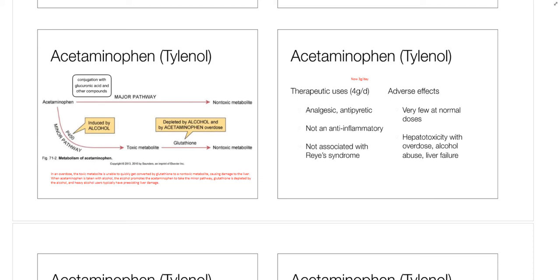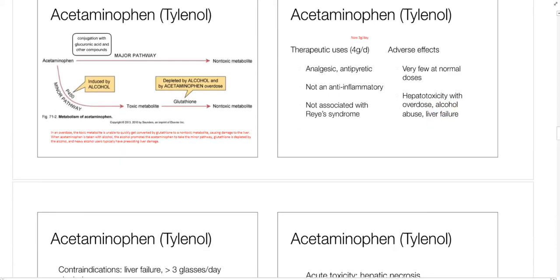So therapeutic uses, this says 4 grams per day. It's now been decreased to 3 grams per day as the maximum. You can use it for relief of pain, relief of fever. It is not anti-inflammatory. It is not associated with Reye's syndrome, so you're safe to give it to your kids. There are very few adverse effects at normal doses. Don't overdose it. Don't abuse alcohol while taking it. You may end up with liver failure.